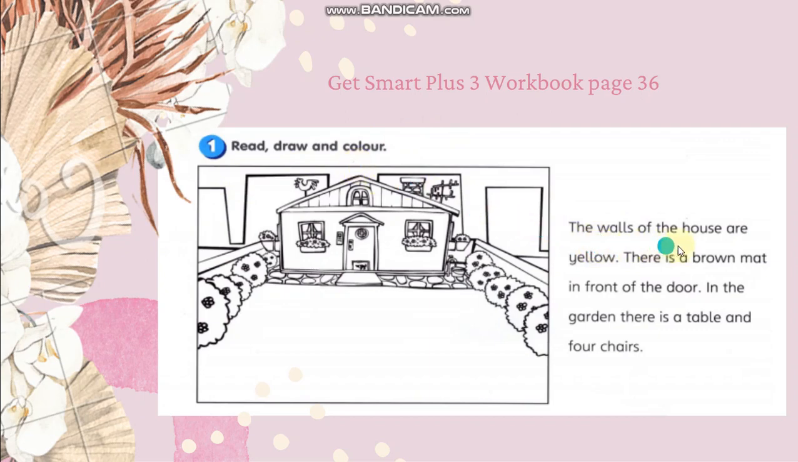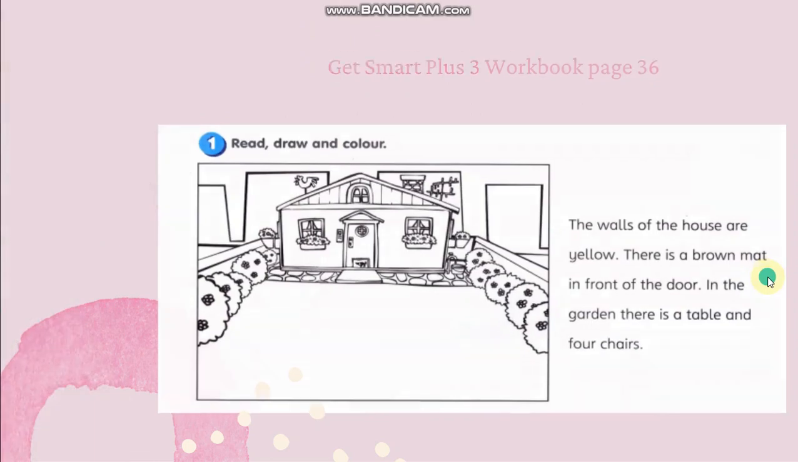Okay, so the walls of the house are yellow. There is a brown mat in front of the door. In the garden, there is a table and 4 chairs.